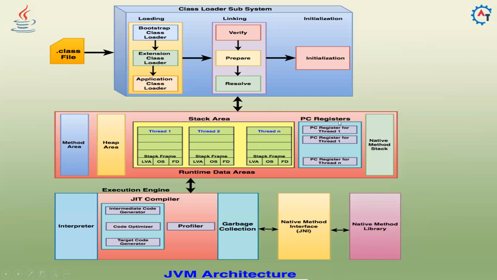Then the PC registers: one PC register for each thread, as many as you have, and the native method stack. Then the execution engine. Inside the execution engine, you have the interpreter, JIT compiler, garbage collection, native method interface and native method library. If you deep dive into the JVM architecture, you will see something like this. We'll discuss each and every topic.